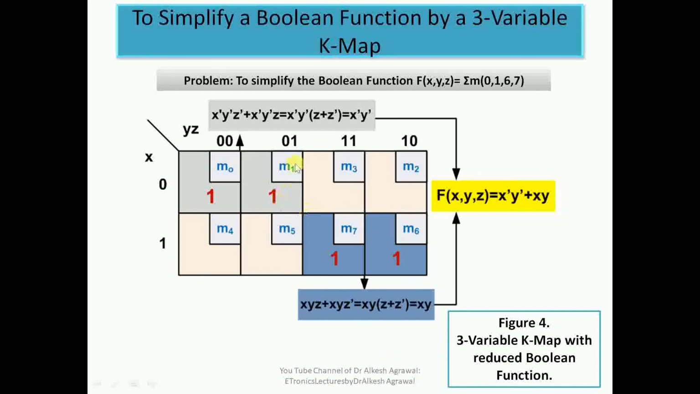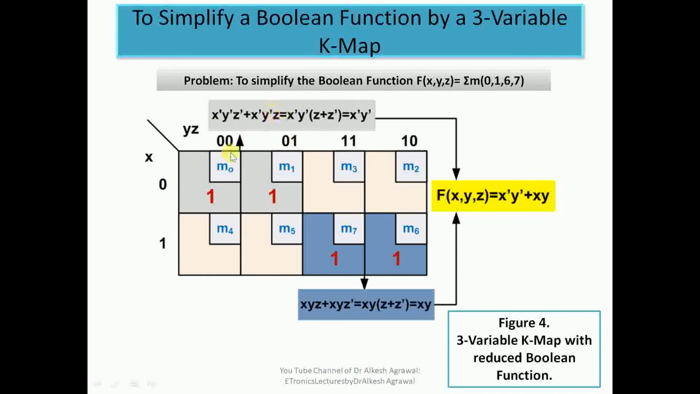Now how to write in reduced form? If you see M0, M0 can be written as X bar, Y bar, Z bar. How? X is 0, Y is 0 and Z is 0. And this M1 can be written as X bar, Y bar and Z. How? Because X is 0, Y is 0 and Z is 1.